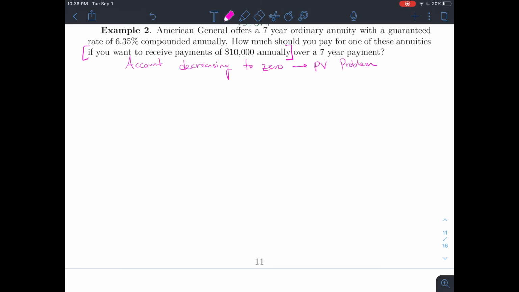Okay, once you know it's a PV problem, write out that formula. PV equals PMT times 1 minus 1 plus R over M raised to the negative MT all over R over M. Alright, now we're going to go back and grab the correct variables. Let's start with the easy one, R. We see our percent symbol, 6.35%, which will become a decimal.